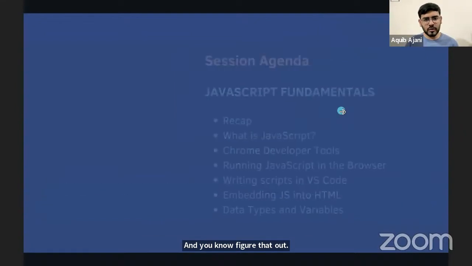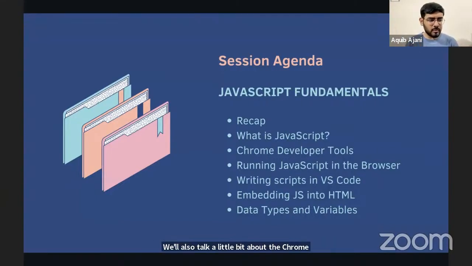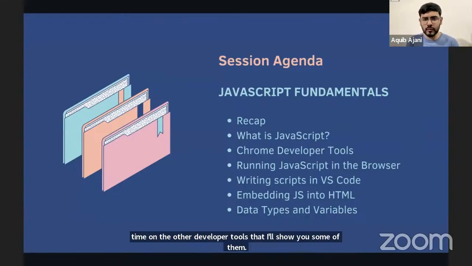Perfect. Let's jump into today's agenda. We'll quickly take a look at what we have seen so far. Then we move into JavaScript, and the rest of the agenda is pretty much just JavaScript. We'll also talk a little bit about the Chrome developer tools in more detail. I remember showing them to you when we were talking about the box model. I showed you where we can see the box model in Chrome. But today we'll spend a little more time on the other developer tools that Chrome provides. I'll show you some of them and some things that we use most often.